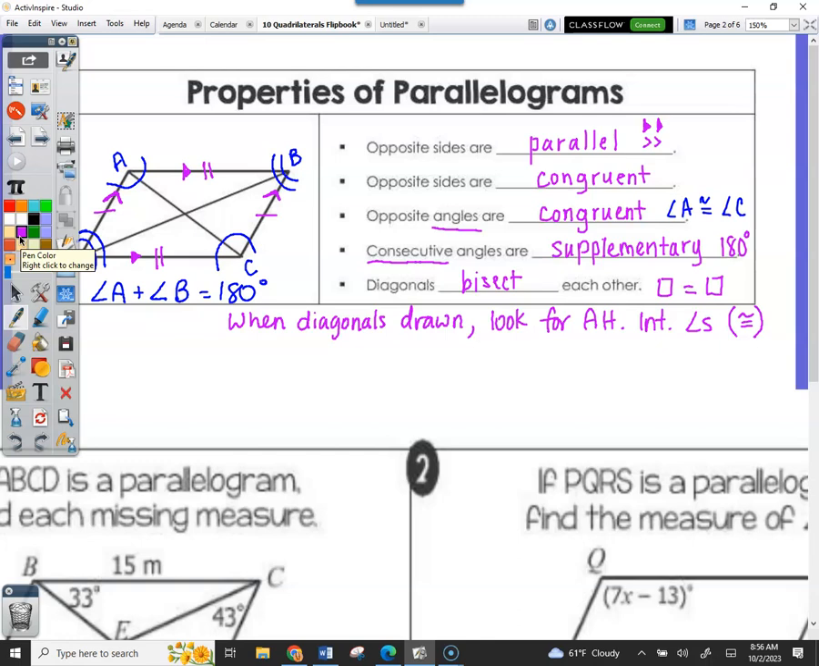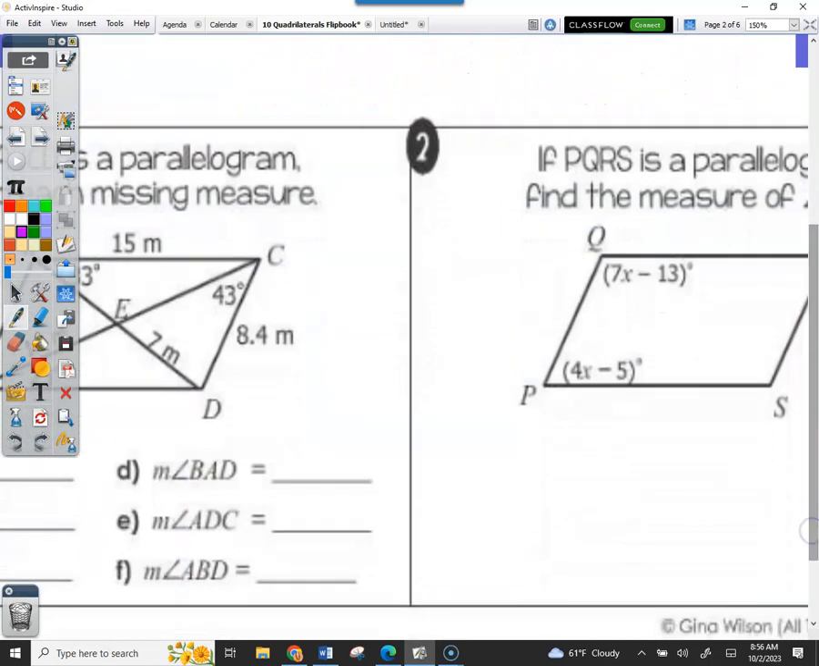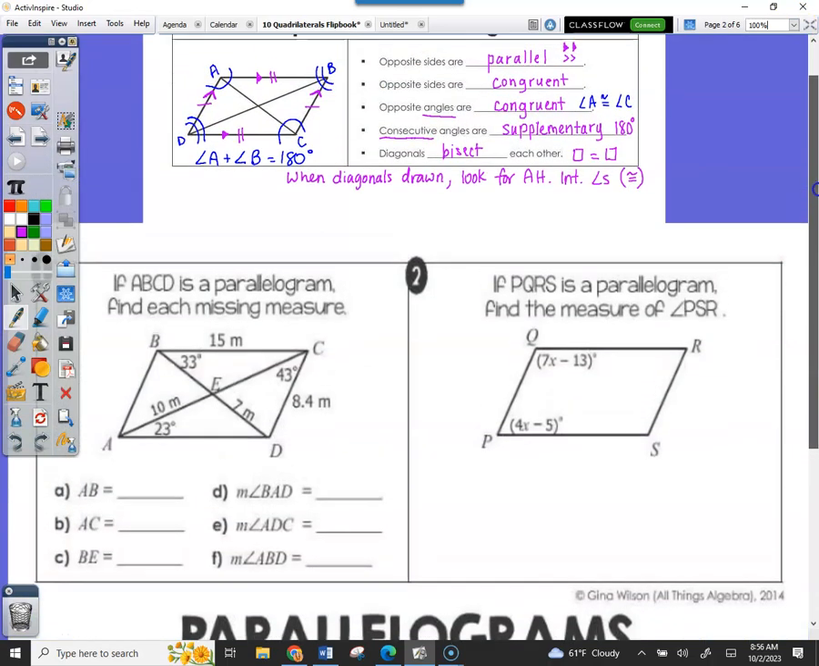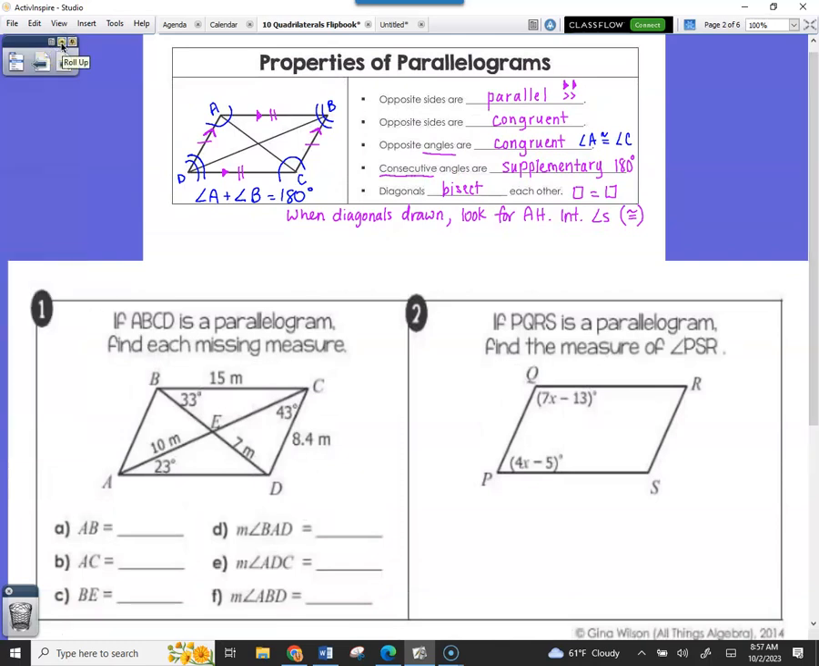Now, in order for me to be able to show you the problem, I have to slide the thing up. All right, so let's try that. There we go. Okay, so we're looking right here. If ABCD is a parallelogram, find each missing measure. All right, stay with me, y'all. Notice we have several questions here.